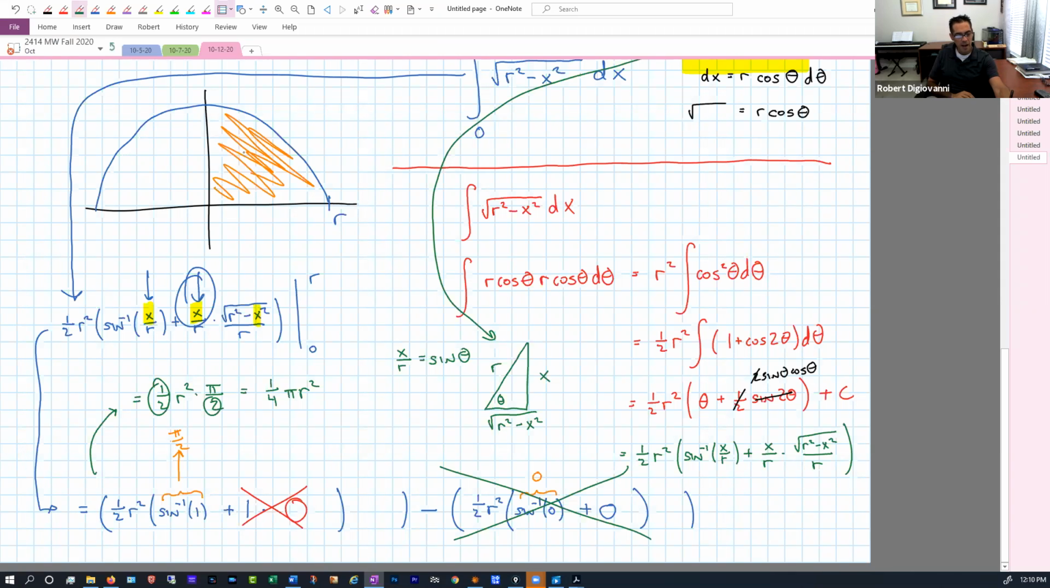We just figured out that this area in here, right here in yellow, is 1/4 pi r squared, but that was only 1/4 of the whole circle, right? So if we multiply that times 4, we get pi r squared. And there it is. So we just proved that the area of a circle is pi r squared.